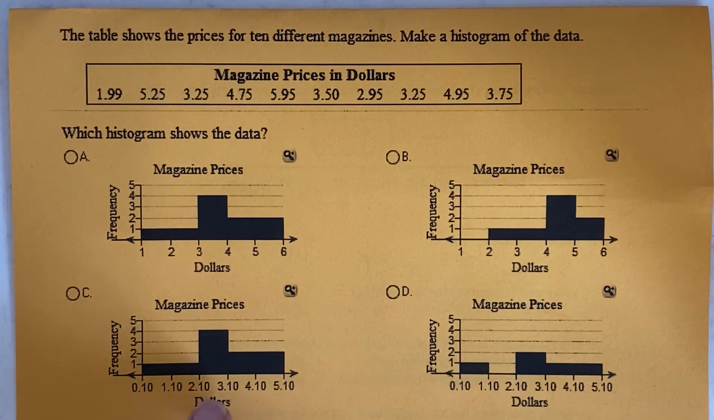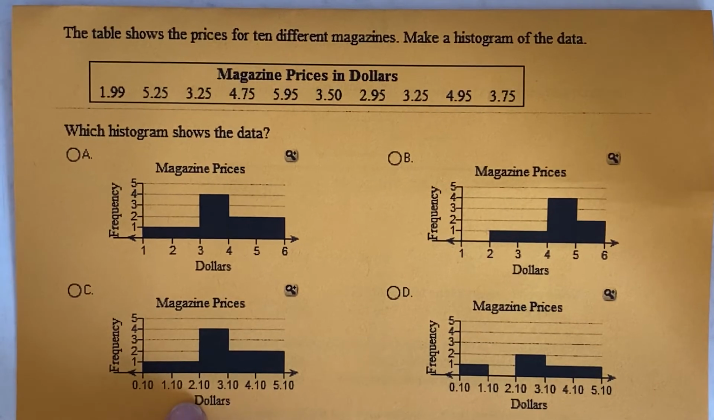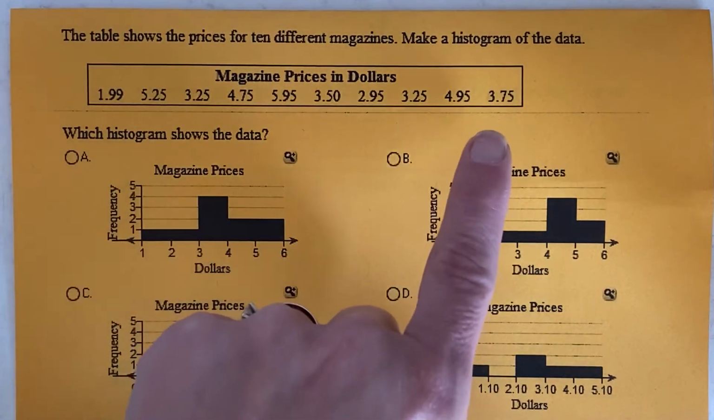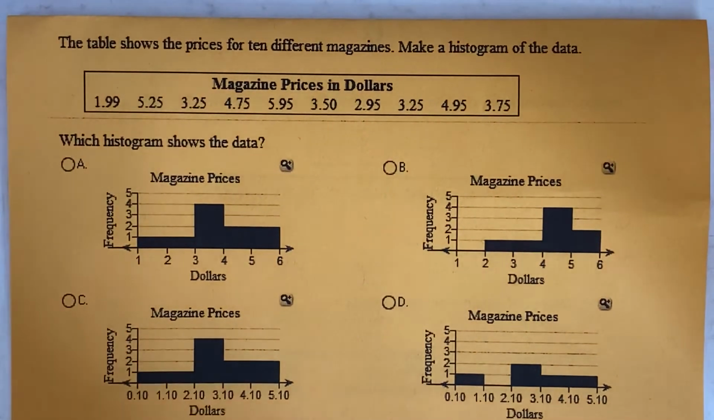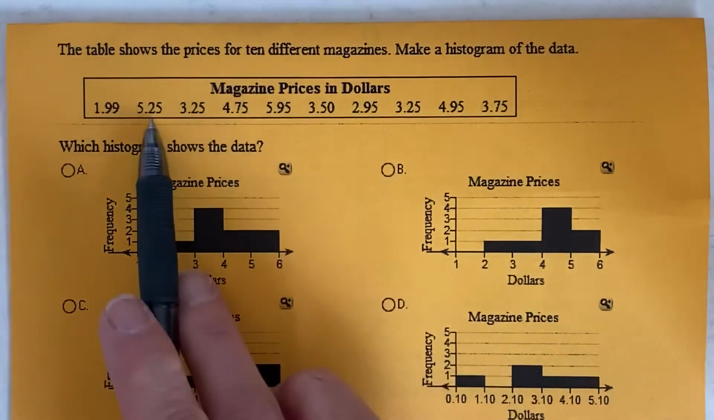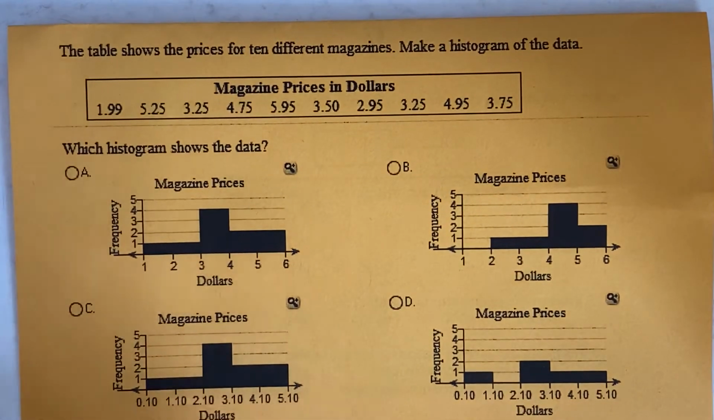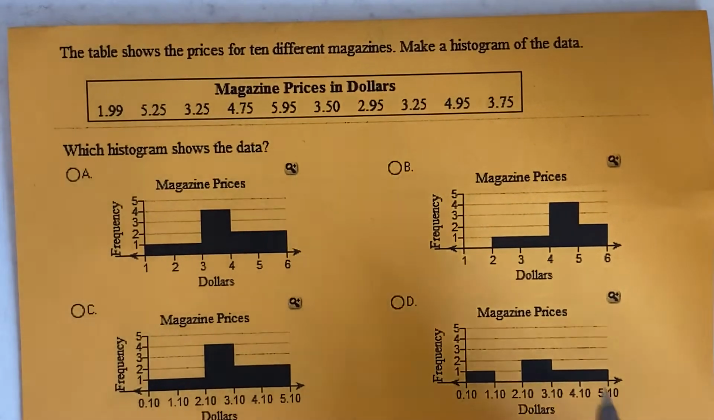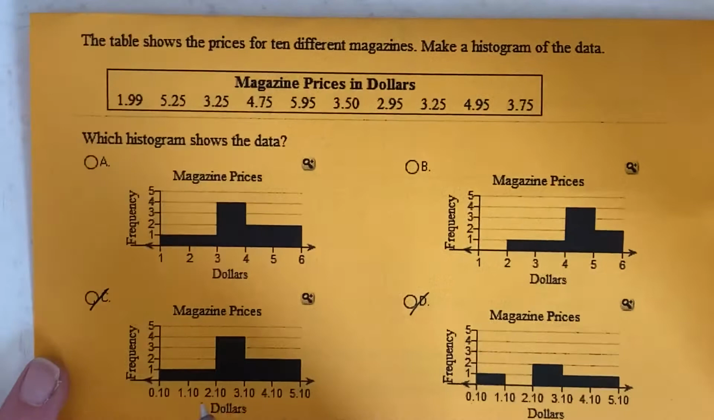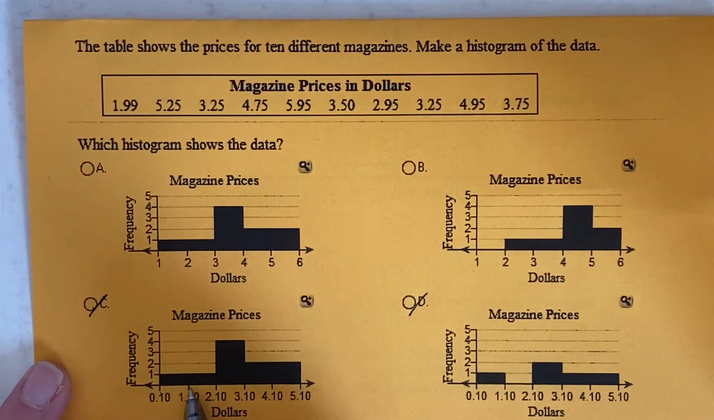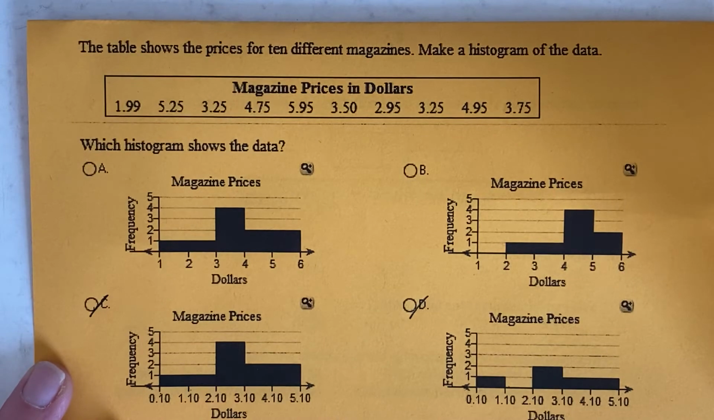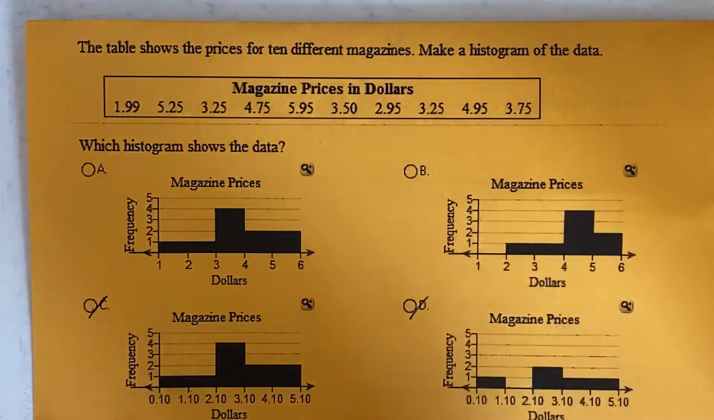So that's not going to work so well for our data. Even if we look up at the data in our chart, the magazine prices, we don't have anything that's below $1.10 in our data. So we know this representation is not going to work. The same thing with this one. I'm going to ignore D and C, because I don't have any magazines that cost between 10 cents and $1.10. And both of these say that I do have one. Okay, so I know it's going to be one of these two.